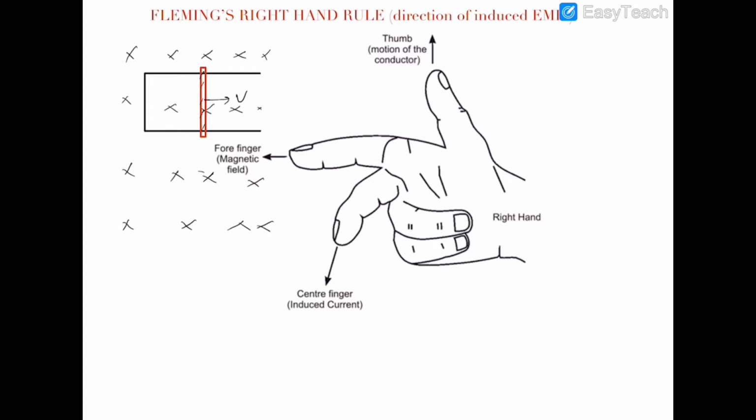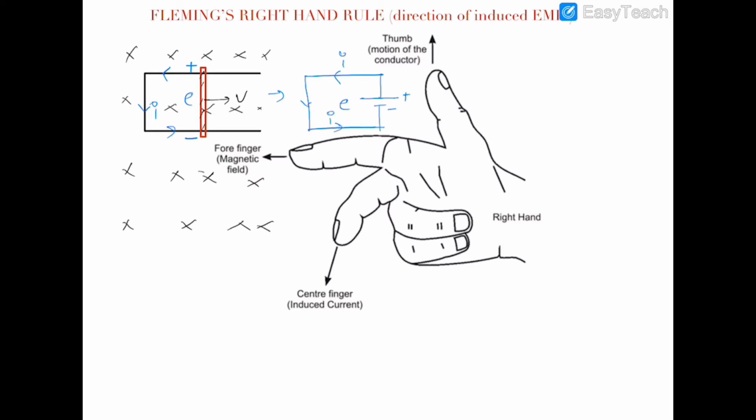So it means that the positive terminal of this induced EMF would be on the upper side and the negative terminal will be on the downward side. And the equivalent diagram of this circuit will be like that: you can connect a battery whose positive terminal is this and negative is this, and this is the EMF, and therefore the current will be flowing in this anti-clockwise sense.